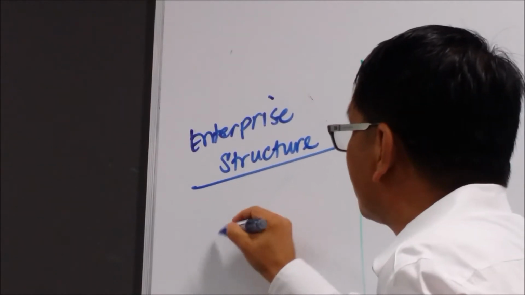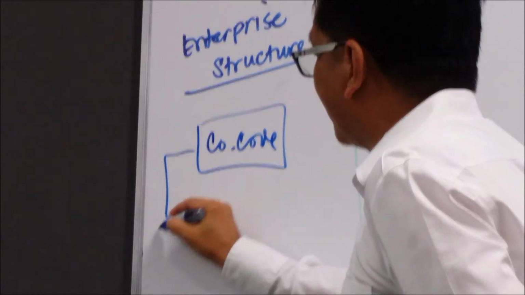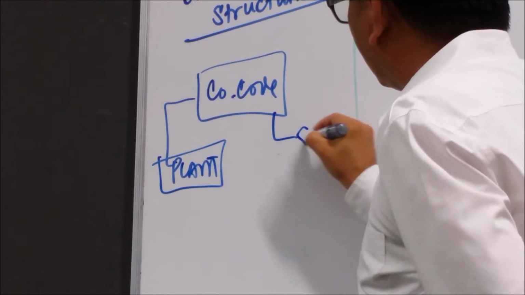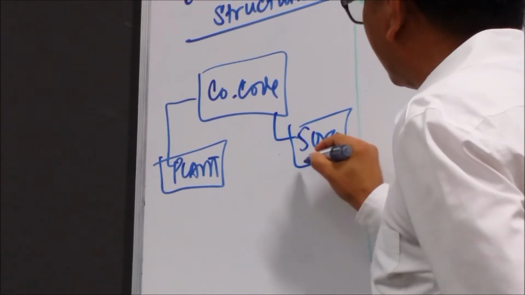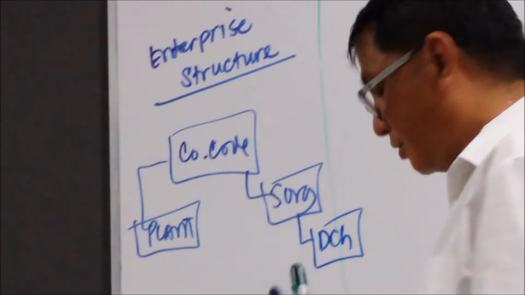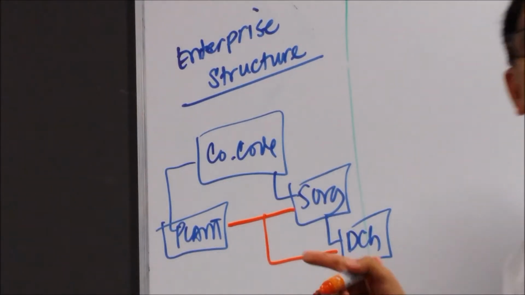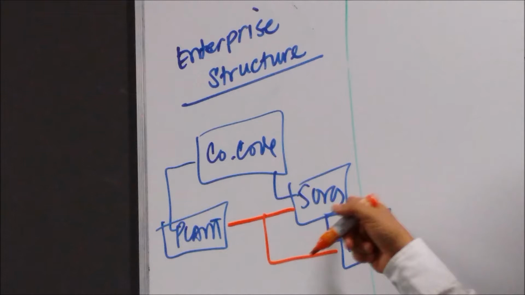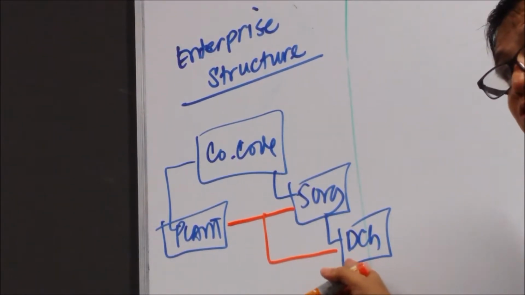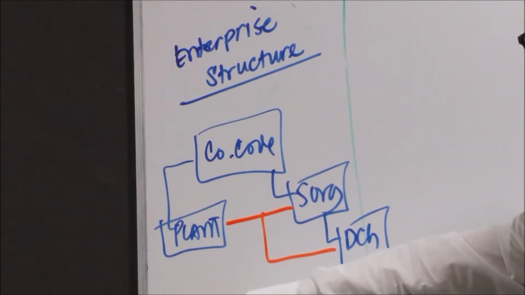So in enterprise structure, we said company code links to plant, and links to sales organization, which is linked to distribution channel. So this one tells SAP that a certain sales organization, a selling organization, is allowed to sell under a certain distribution channel, wholesale or retail, products coming from a certain plant.